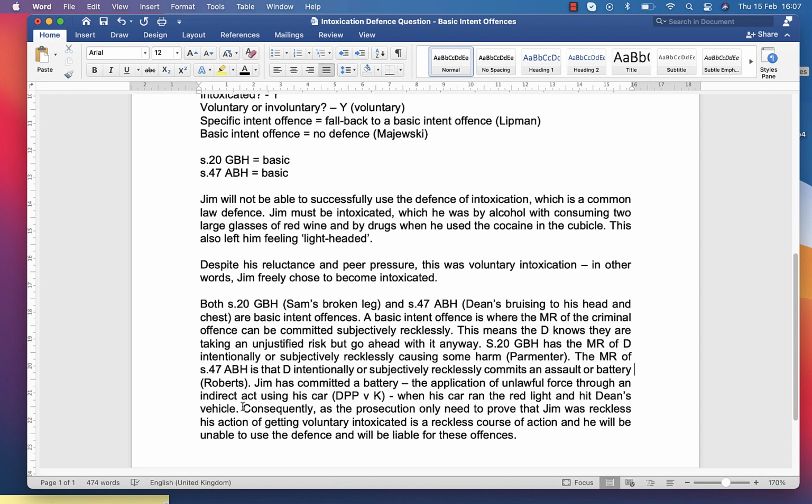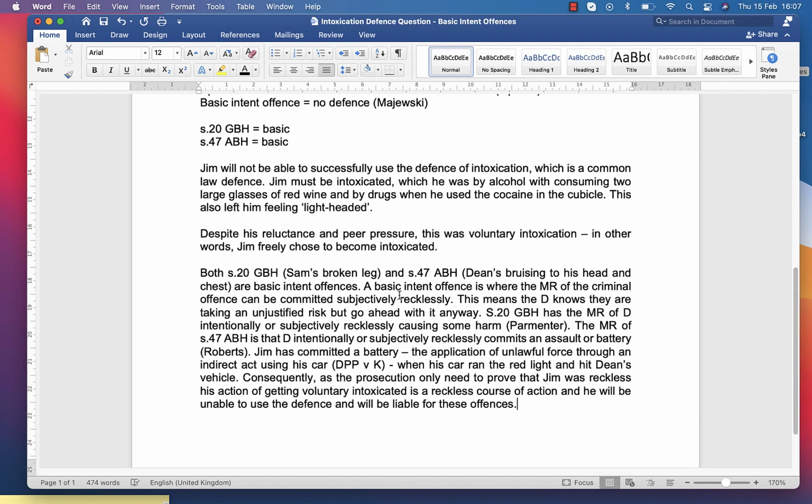Indirect act. And then I put here, consequently, as the prosecution only need to prove that Jim was reckless, his action of getting voluntarily intoxicated is a reckless course of action, and he'll be unable to use the defence and will be liable for these offences. So that then ties back to the 'he will not be successful'.